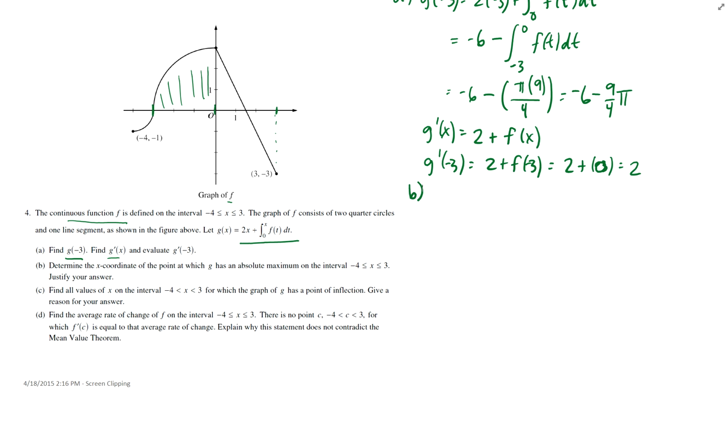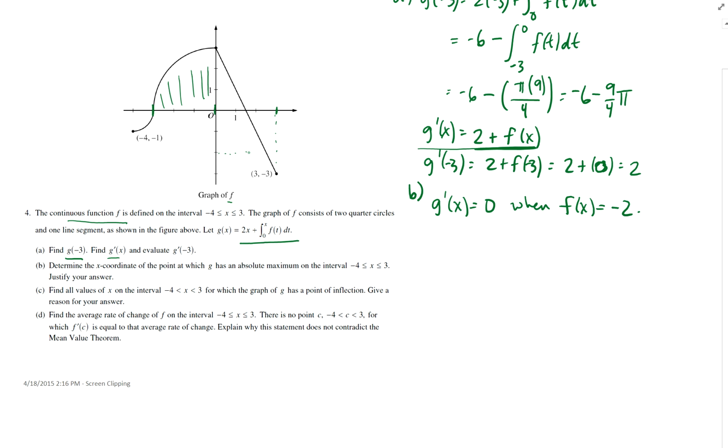B. Determine the x-coordinate of the point at which g has an absolute maximum on the interval. Justify your answer. So where does g have a maximum? Well, to find a maximum, I have to figure out where g prime of x equals 0. Well, that means solving this equation right here. So g prime of x equals 0 when f of x equals -2, right? Because I subtract the 2.